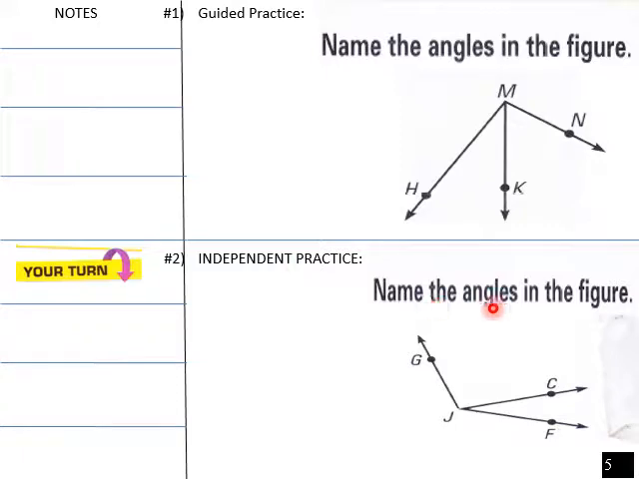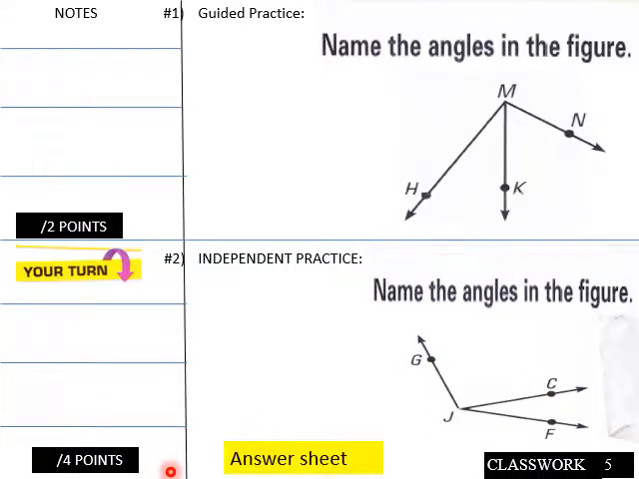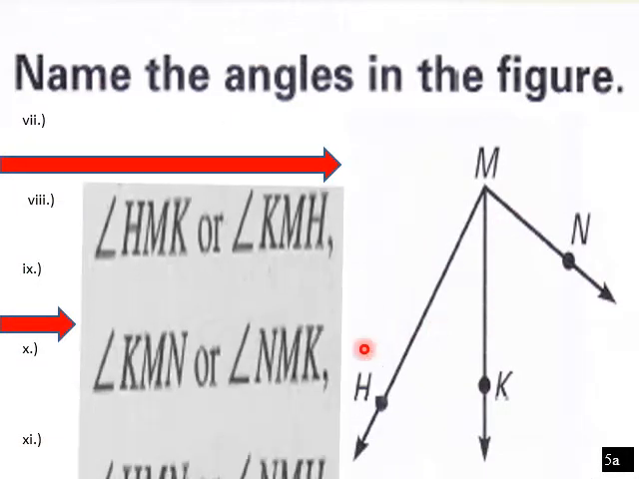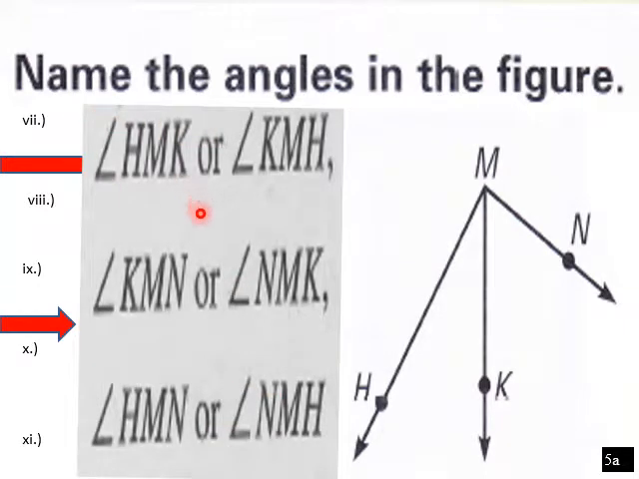Okay, our first guided practice, name the angles in the figure. Students, this is yours. Name the angles in this figure here. And I'll go into our guided practice. Here's our figure. So here are our angles, HMK, KMN, or HMN. So we got 3 angles here. Students, this is your guided practice. Make sure you enter this on your classwork sheet to get credit for it. There's 1, there's 2, and then there's the 3rd one.